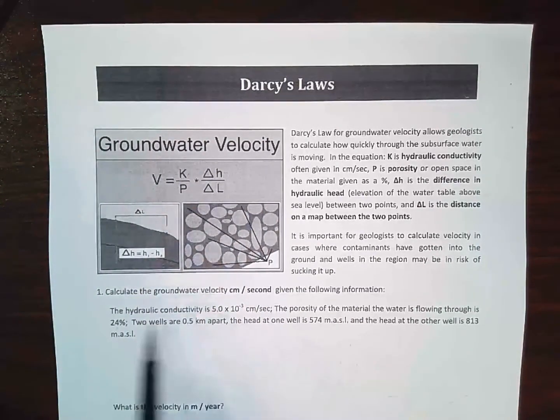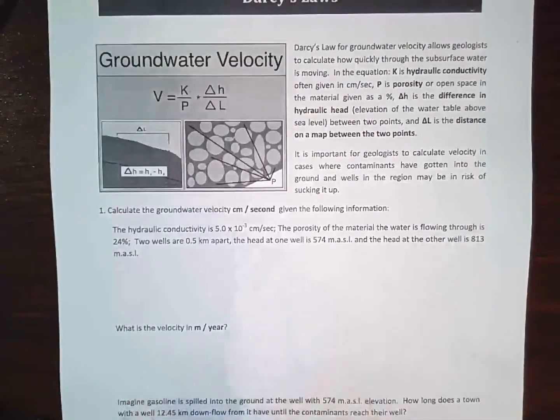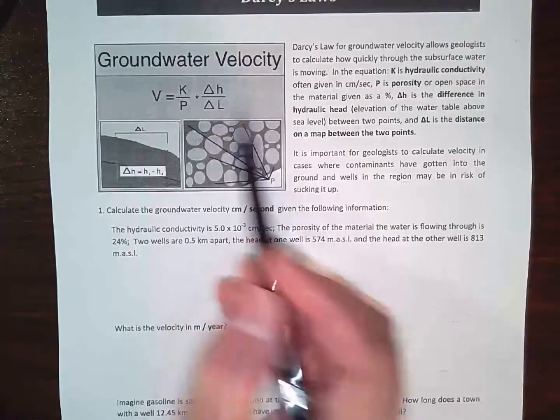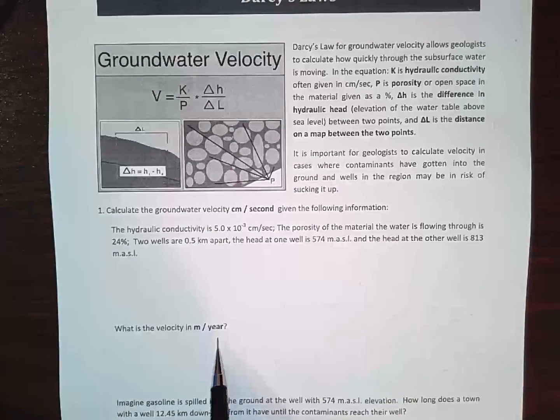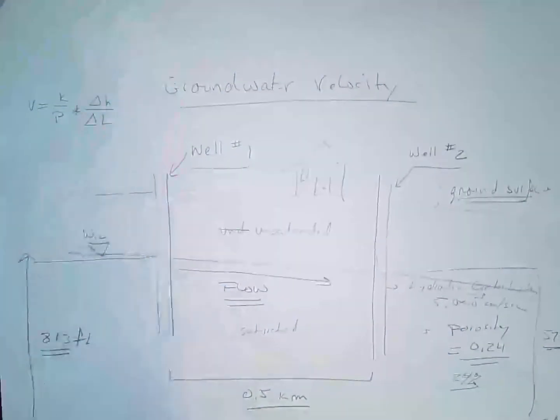So I want to talk about this problem and the problem below it. The first is to calculate the groundwater velocity using this equation in centimeters per second, and then the second will be useful just to show you how to convert to different units. So here we're in centimeters per second, and here we're going to be in meters per year. Okay. If I switch to the next page, I'm going to show you what it looks like when I set the problem up, and I'll just walk you through it.